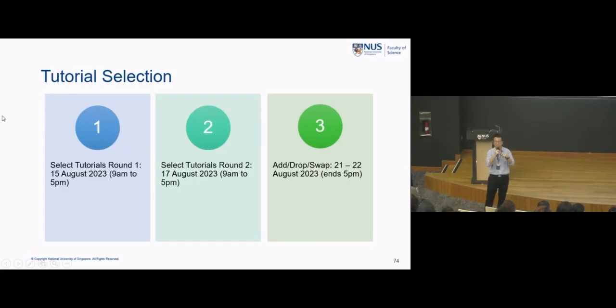These are all entirely randomized, meaning that if that tutorial time slot has 25 slots and 24 students select that, all will get it. If 28 people select that, the system randomly selects 25 out of the 28 to get that time slot. No priorities, no first come first serve, no chopping and things like that. All right?